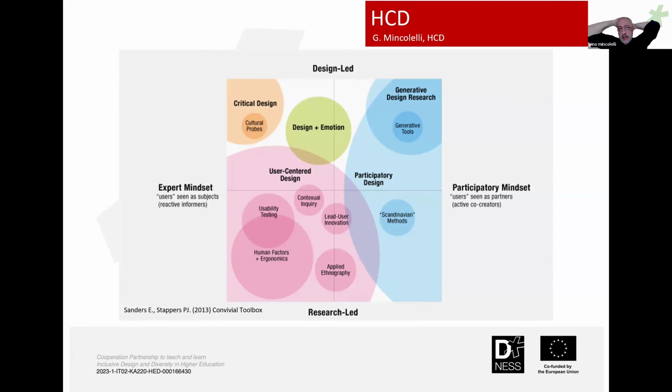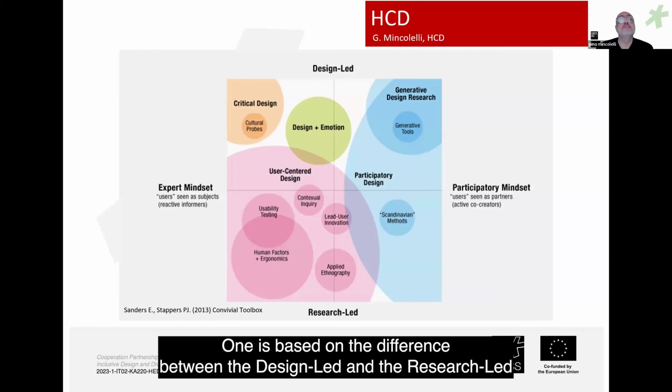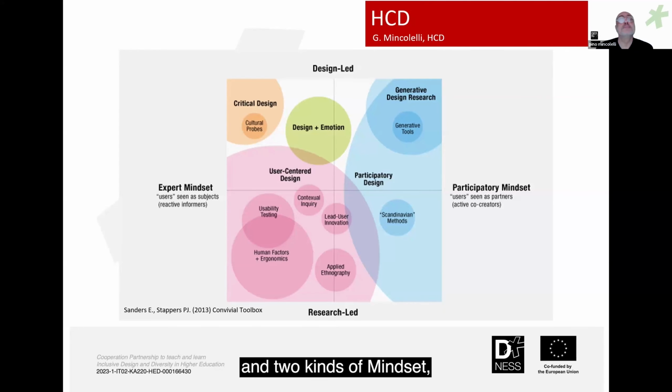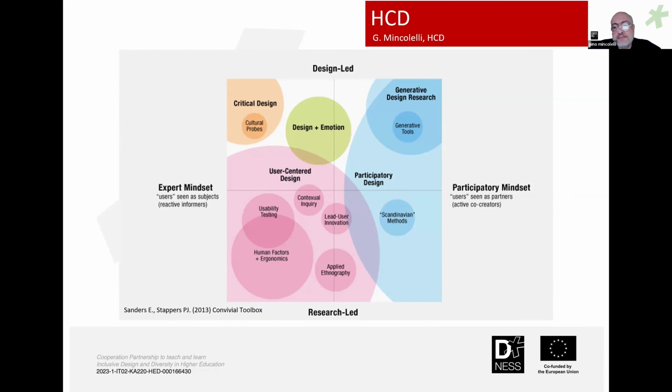This is a proposal by Sanders about the different kinds of approach to human access. One is based on the difference between design-led and research-led, and there are two kinds of mindset: the expert mindset and the participatory mindset.